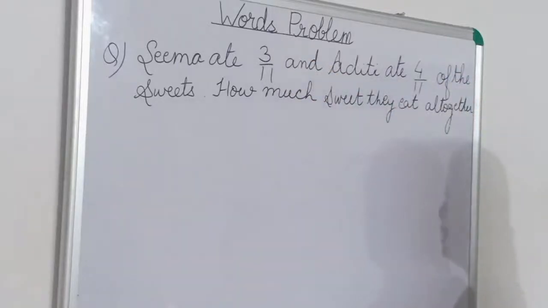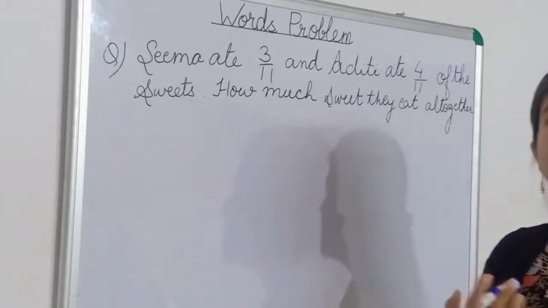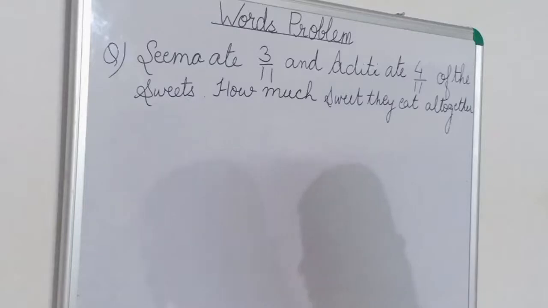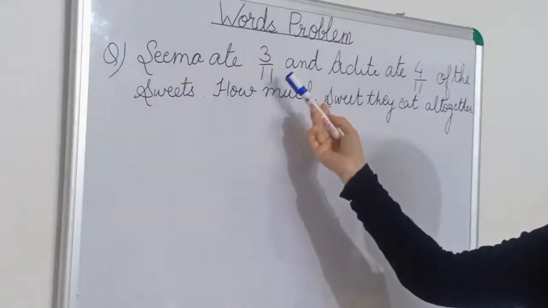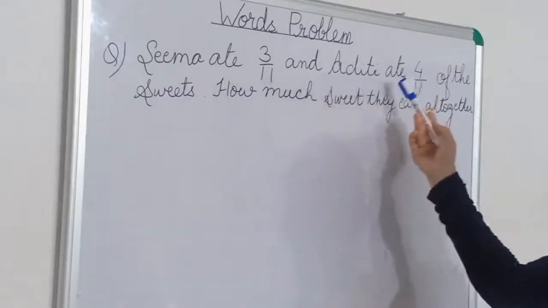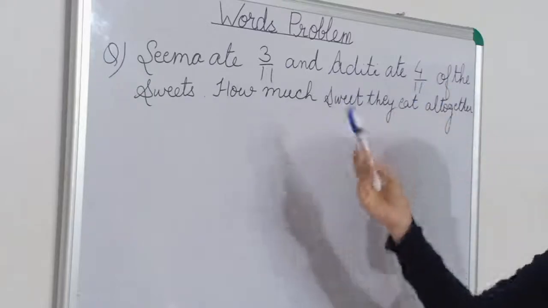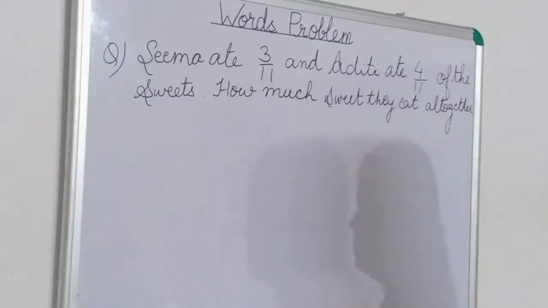So to understand a word problem, what we used to do, we used to read it again and again, try to understand it, and then plan it. Means the doing part we have to do. So we will read it. Seema ate 3 by 11 and Aditi ate 4 by 11 of the sweets.